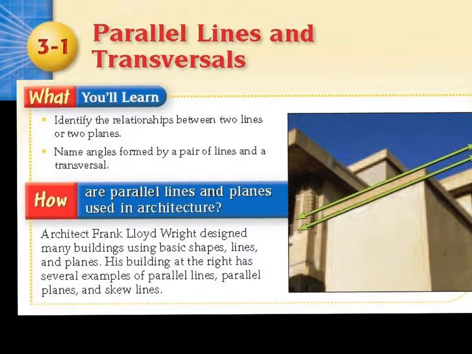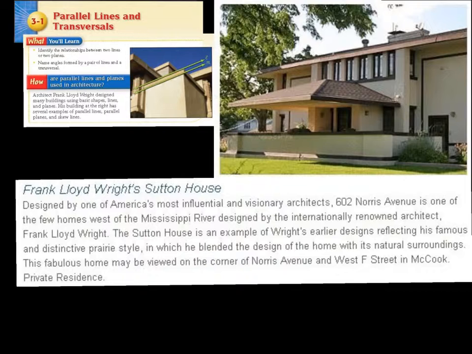So we have here, these lines are parallel, they never cross. A skew line is not even in the same plane at all, so this line right here would be skew to the green ones because it wouldn't be in the same plane at all. And planes, so the roof would be parallel to the floor, or this plane of this wall would be parallel to this plane of wall.